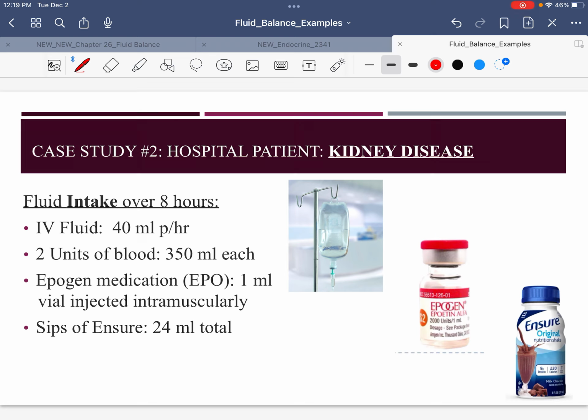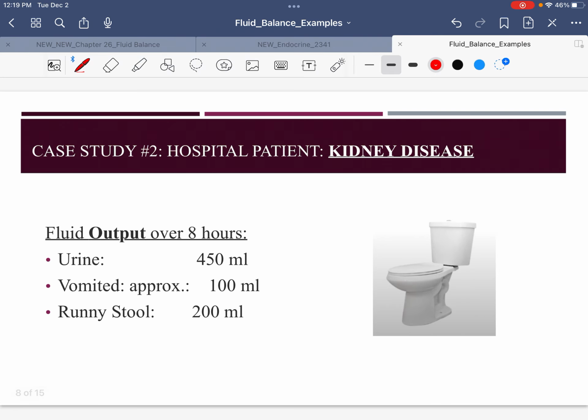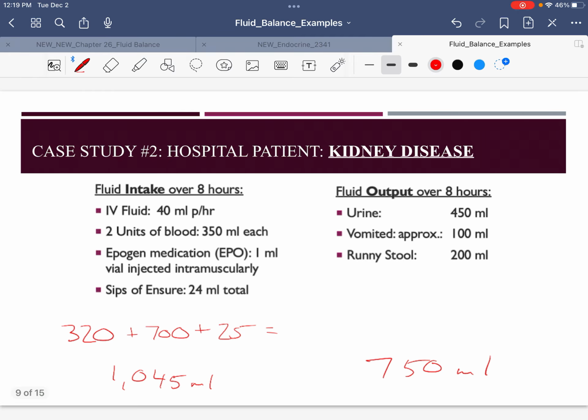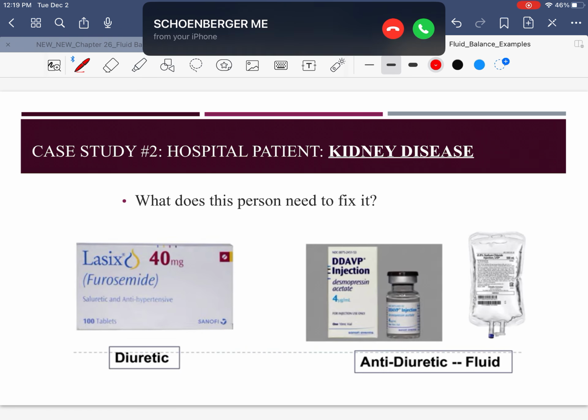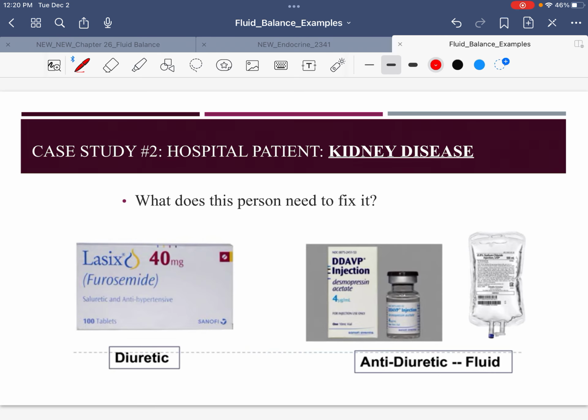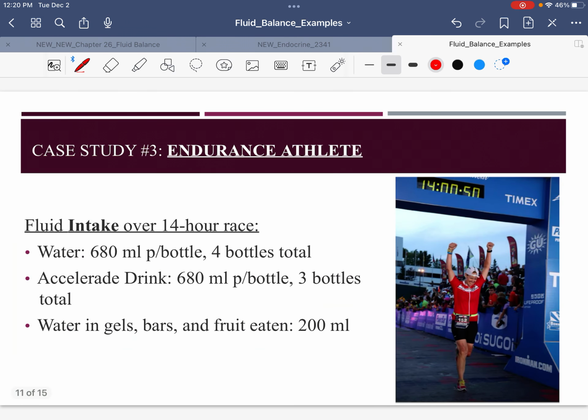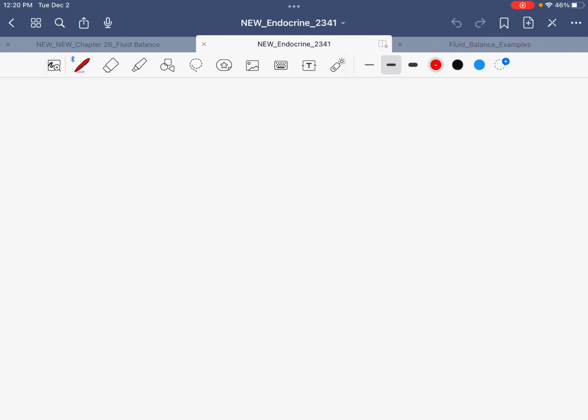These are ways in which they might be bringing in fluid. These are ways in which they might be releasing fluid. So here we have a fluid intake of this much, a fluid output of this much. So are they fluid overloaded or are they dehydrated? They're fluid overloaded, so they would also need the diuretic. Then I have the example of the endurance athlete that you are free to look through. I'm not going to ask you these on a test, but I just wanted to show you, okay?